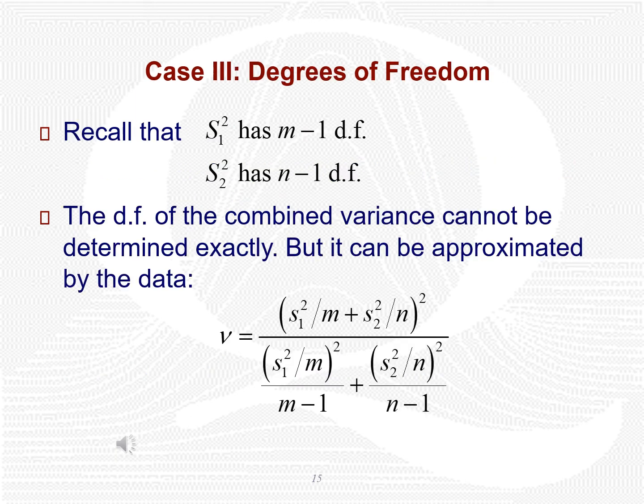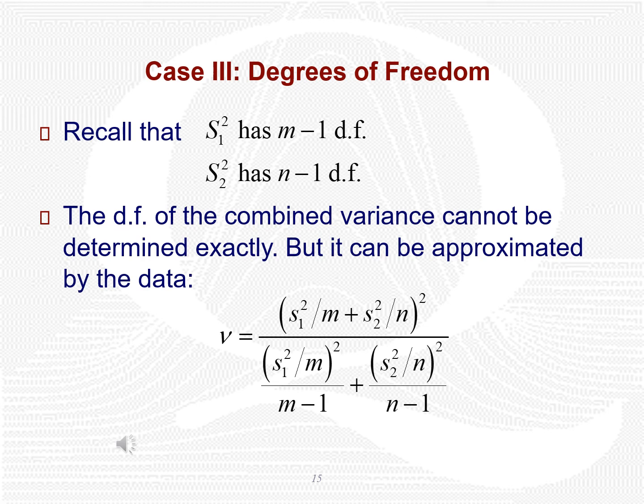Each population has its own variance, and each variance has its own associated degrees of freedom, depending on the size of the sample taken from each population. We need to find the degrees of freedom for the combined variance, but as it turns out, that can't be done exactly, at least for the general assumptions. We can approximate the degrees of freedom with the formula shown here.